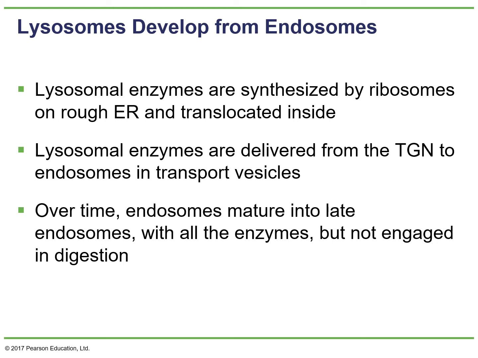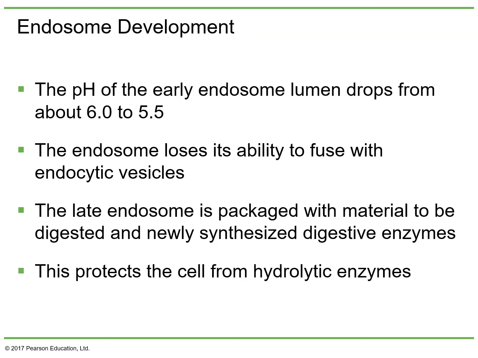The enzymes found in the lysosomes are synthesized by the ribosomes found on the rough ER, which would eventually transport these products into the lysosomes. They are delivered from the TGN going to endosomes in transport vesicles. Over time, the endosomes will mature into late endosomes, and once all of the enzymes are present, it eventually becomes a lysosome.